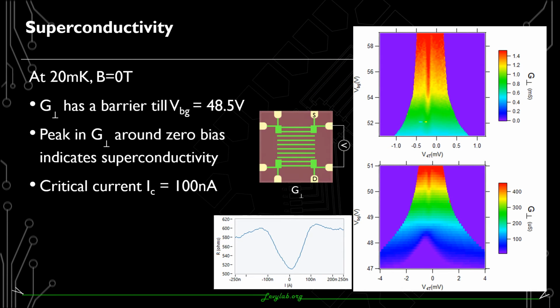Along the vertical direction, the figure shows that we see a barrier until 48.5 volts of backgate. Above the barrier, we see the same superconductivity at zero bias. And on increasing the backgate further, we see that the superconductivity persists. The line cut of resistance versus current shows us the critical current is still around 100 nanoamps. This shows that the superconducting behavior is also coupled in the direction perpendicular to the wires.